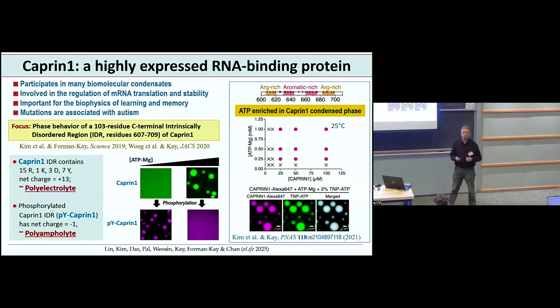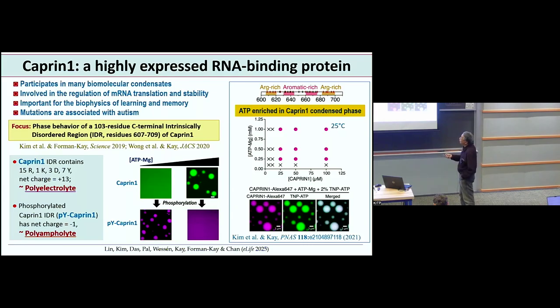Okay, this is a collaborative work with Lewis Kay and Julie Forman-Kay in our department at the University of Toronto. It's looking at Caprin-1, and we try to use our model to rationalize some of the experimental data that they obtained throughout the years. In addition to Caprin-1, we also look at the phosphorylated version of Caprin-1, which we call pY-Caprin-1.